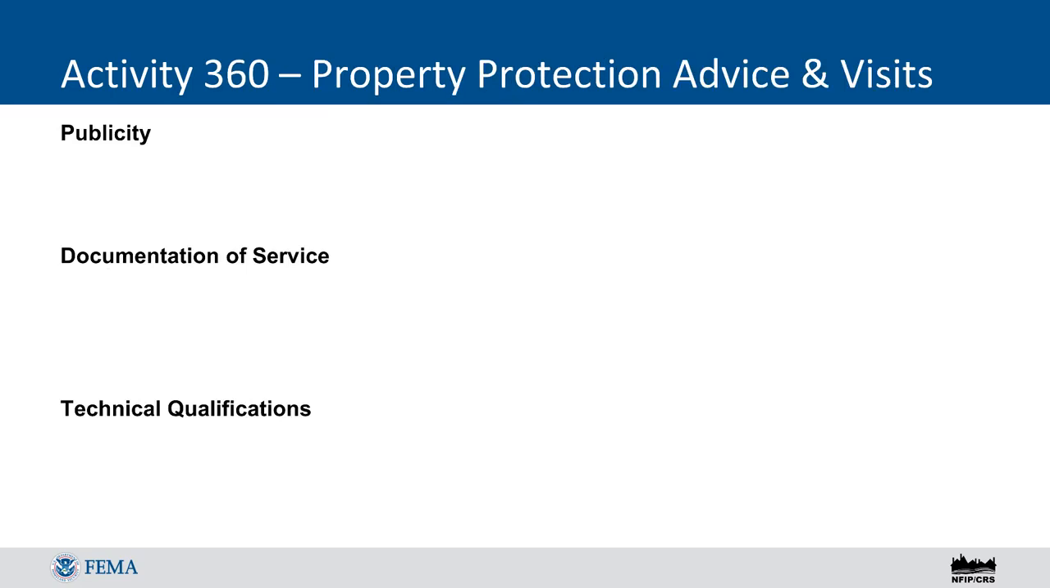Activity 360 is another common activity. It's a service where you can help anybody that calls in and has water or flooding problems on their property. You can help them understand what is causing the problem and how they could fix it, so it's a service. For publicizing it, you need to make sure it's sent at least to all floodplain residents, if not everyone in your community. It can also be covered in an outreach project that is part of a PPI, a program for public information. There are lots of different ways you can document it.